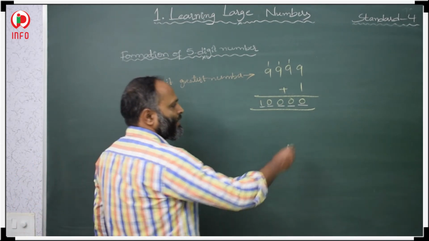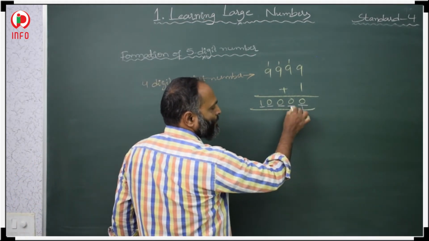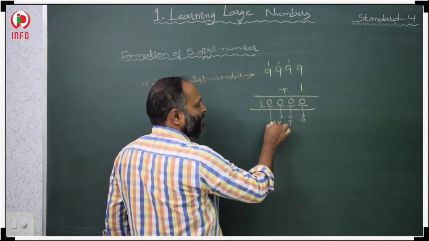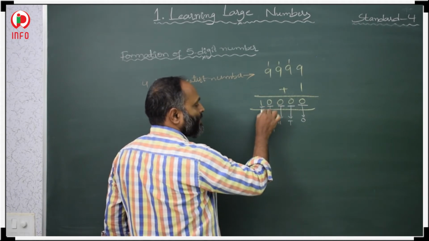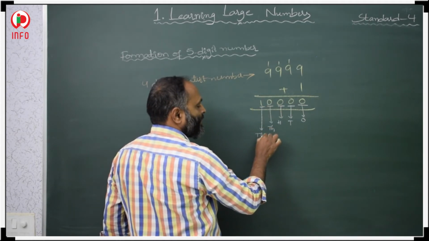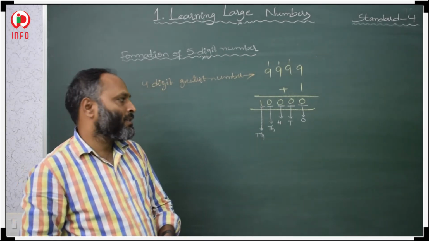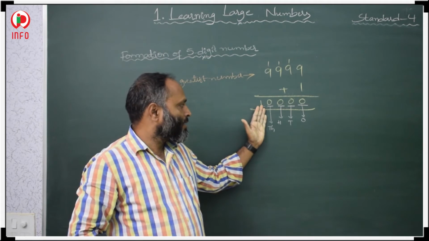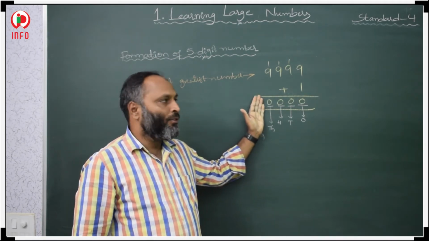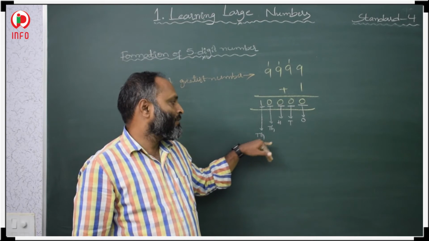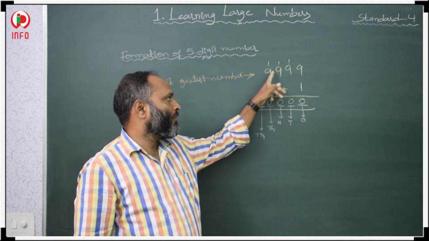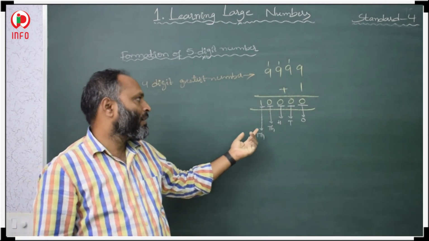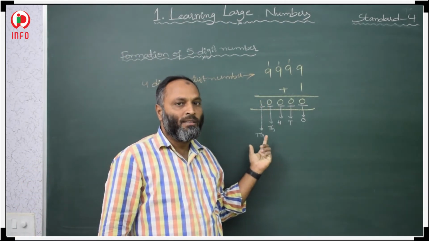Then how to read it? We know this is the ones place, this is the tens place, this is the hundreds place, this is the thousands place, and this is the 10,000s place. Till here, till 4 places we know. This is the 5th place, one more extra place. So after adding plus 1 to the greatest 4-digit number, we got 10,000.